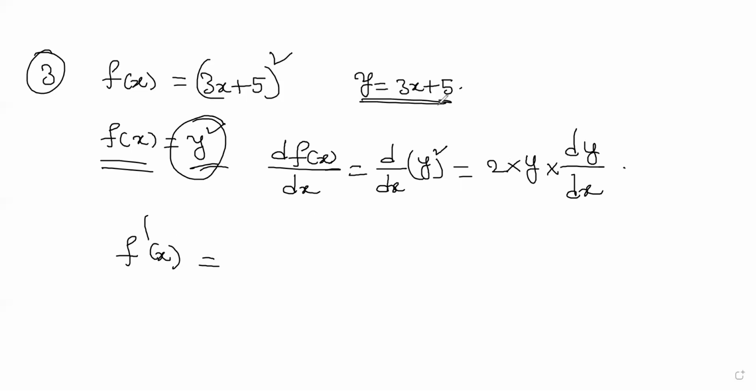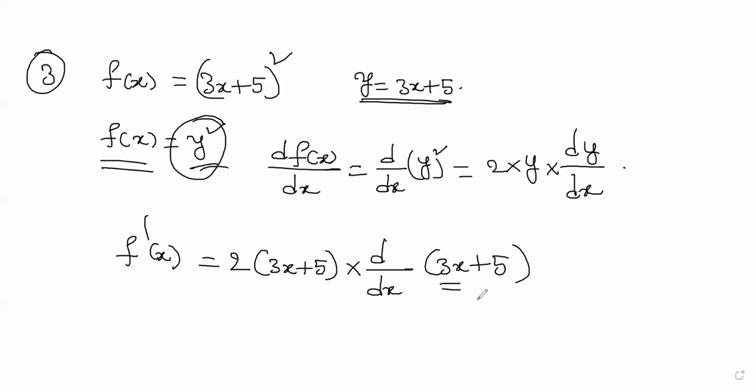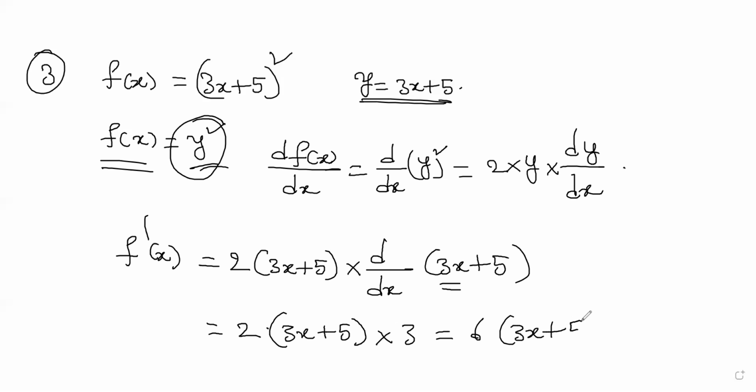So what is y? Just substitute back. That is 2 into (3x plus 5). And then take the derivative of 3x plus 5. The derivative of 3x plus 5 is 3. This generates 3. So you have 2 into (3x plus 5), multiplied by 3. So that is 6 into (3x plus 5).